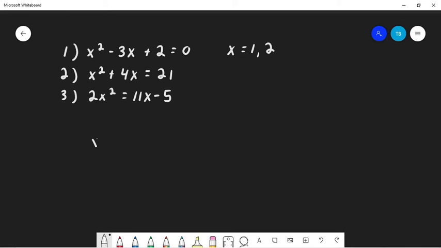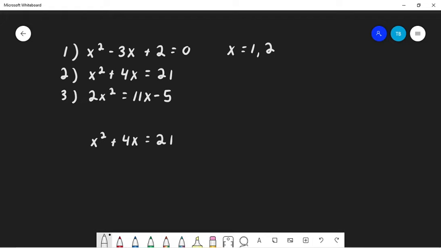So it's x squared plus 4x is equal to 21. Now remember that the first step would be to move all of our terms to one side of the equation and set it equal to 0. We didn't have to do that in the first one. It was already done for us. But in number 2, we do have to do that step ourselves.